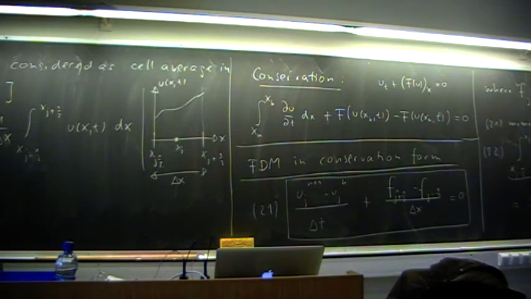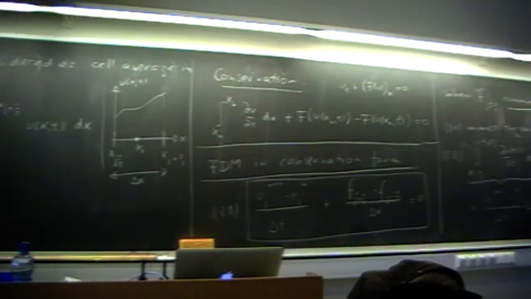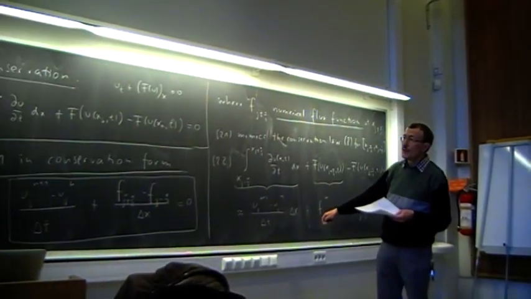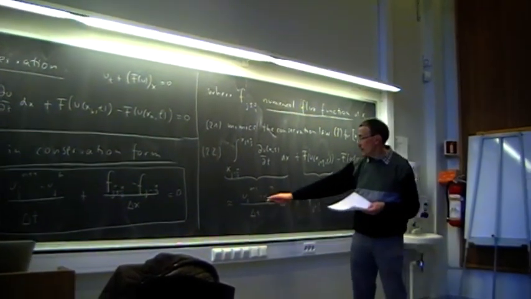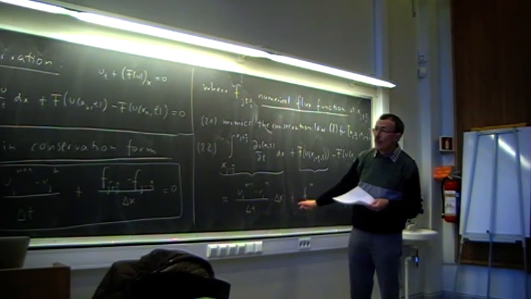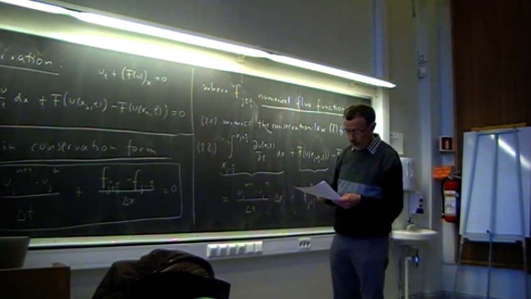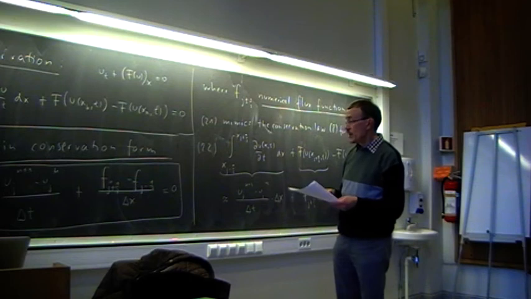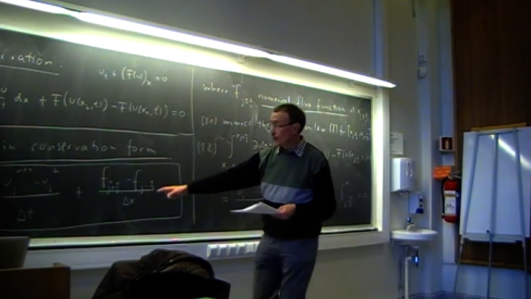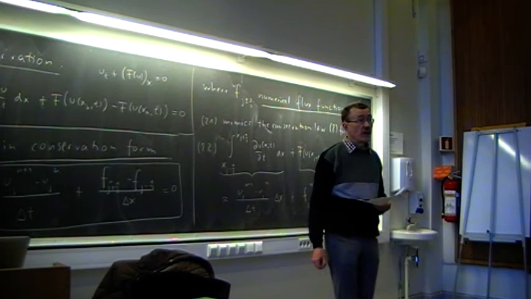So if uj that we are discussing here is considered as the cell average, in this what we came up with here, then the discretization that we have here, which is equivalent to this, corresponds to the finite volume method.